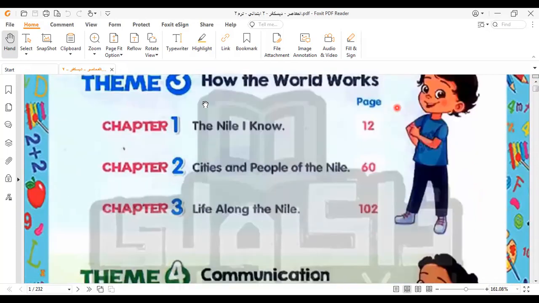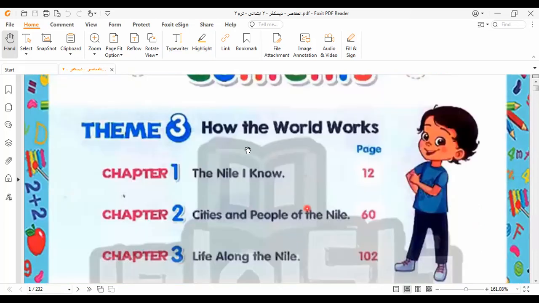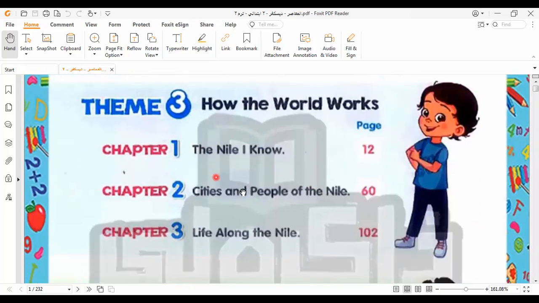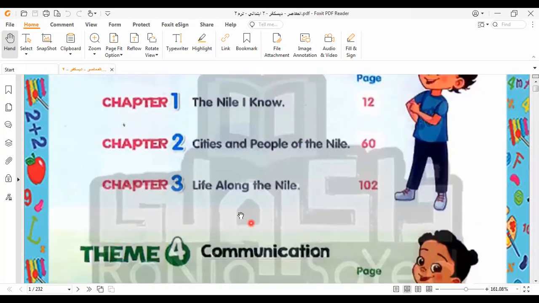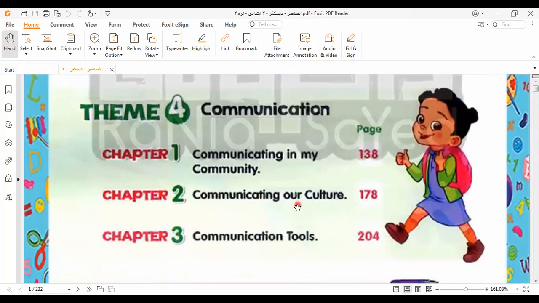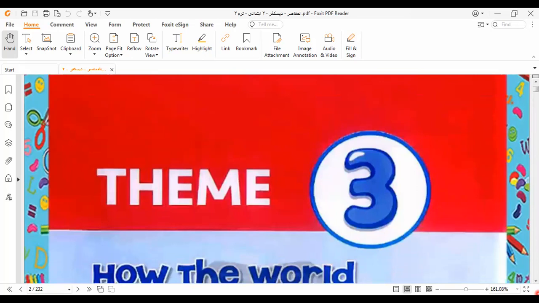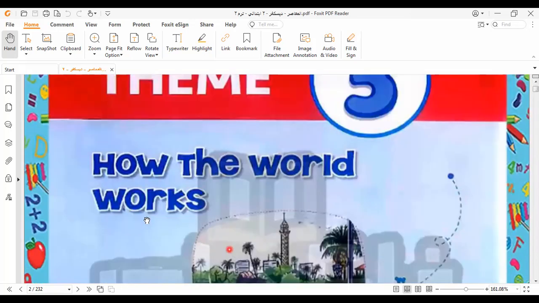Theme 3, how the world works. Theme 4, communication. Theme 3, how the world works: The Nile I know, sets and people of the Nile live along the Nile. Communication: communicating in my community, communicating our culture, communication tools. Today I will start theme 3, how the world works.